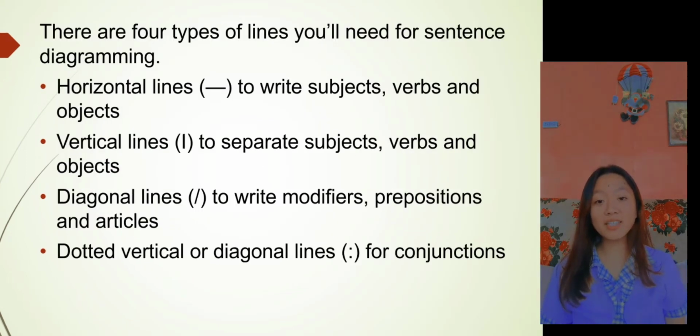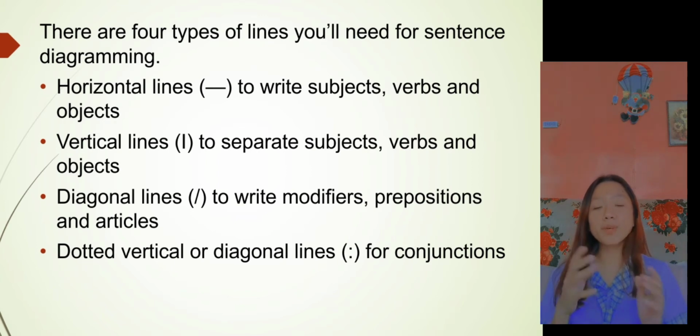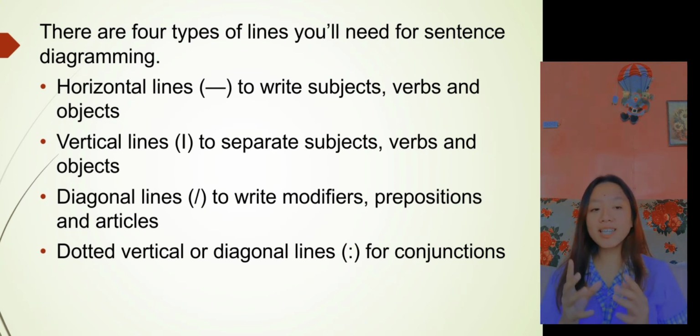There are 4 lines that you'll need for sentence diagramming. First is the horizontal line. To write the subject, verb, and objects, you need a horizontal line. Next is the vertical line. We use vertical lines to separate our subject, our verb, and objects. The third is diagonal lines. They are used to write modifiers, prepositions, and articles.